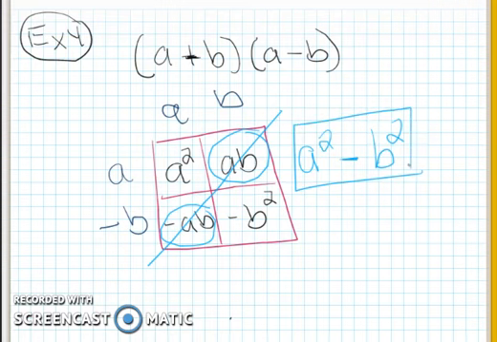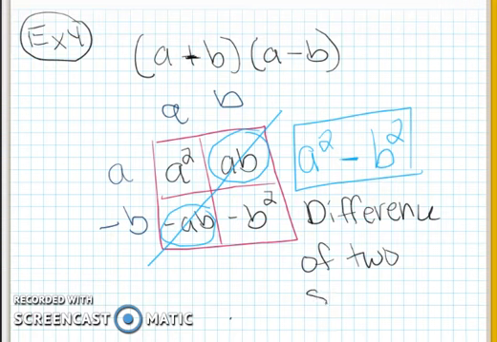This has a special name for it, and we will talk about it a little later, but we could say what it is now, and it's called a difference of two squares. Okay, again, the squares are because they're both squared, and then the difference is because there's a subtraction sign, and 2 because, well, there's 2 of them. So this is a pretty interesting one.